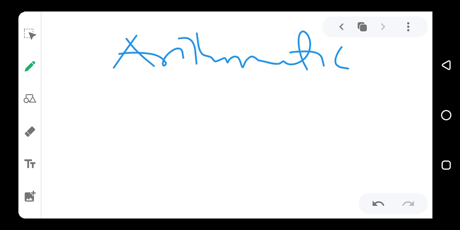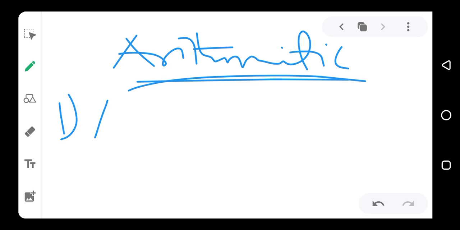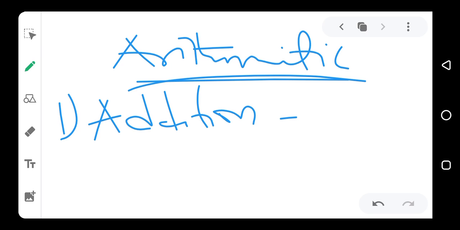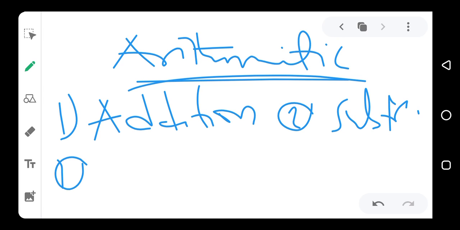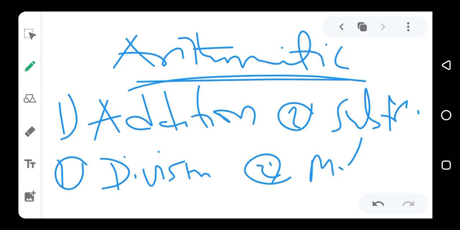Now, the arithmetic operations on polynomials. We can perform one, addition, two, subtraction, three, division, and four, we can perform multiplication on polynomials.